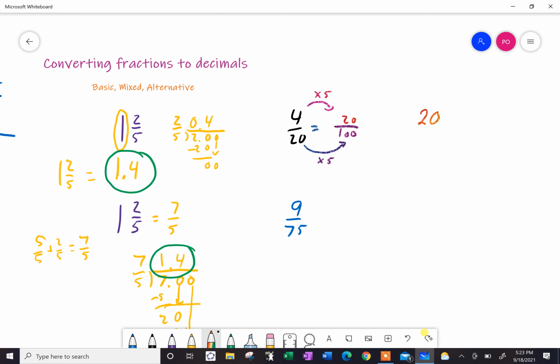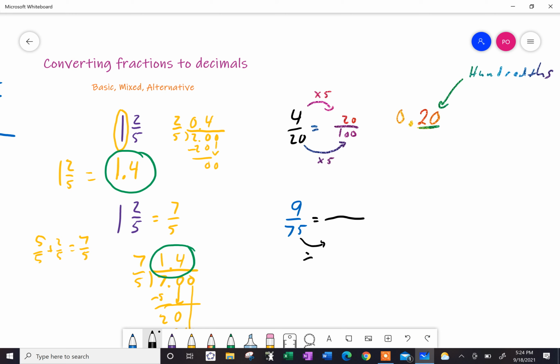So here's my 20, but it's out of 100, so I had to put my decimal so that I end up with the hundredths place. That's the hundredths place. This one is 9 out of 75, so this one's a little bit trickier. But there's a neat trick. Because I know something about 75, I'm going to say, well, can I make 75 into 100? And the answer is not yet.